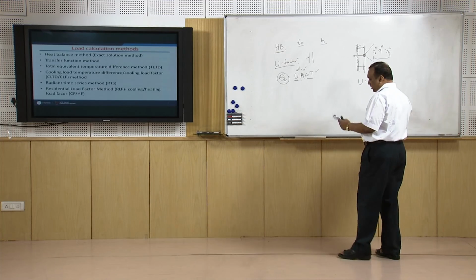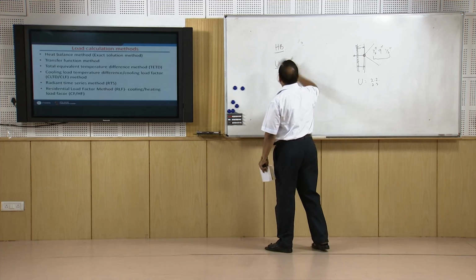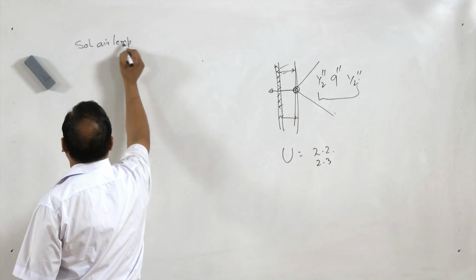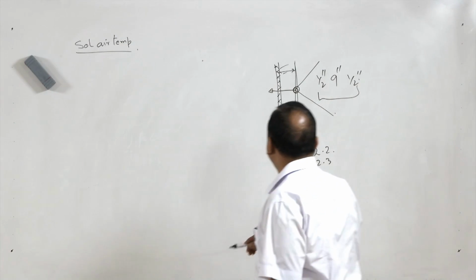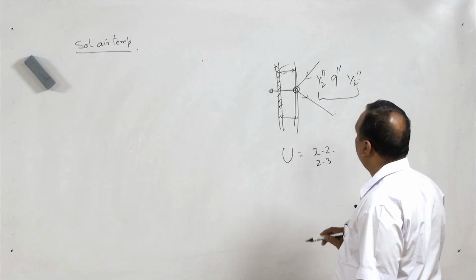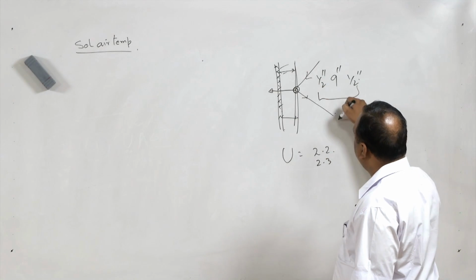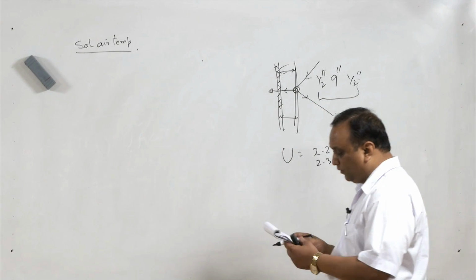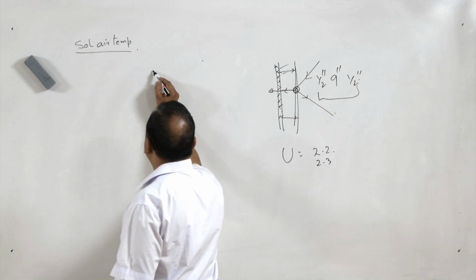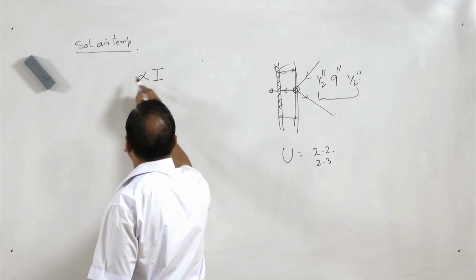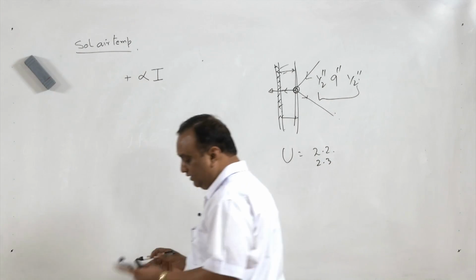Now we were talking about Sol air temperature. Sol air temperature comes into the picture when radiation is falling on the wall of a building. Part of the radiation is reflected and part of the radiation is absorbed by the building. Suppose radiation I is falling on the building and the absorptivity of the building is alpha, the absorption coefficient is alpha.